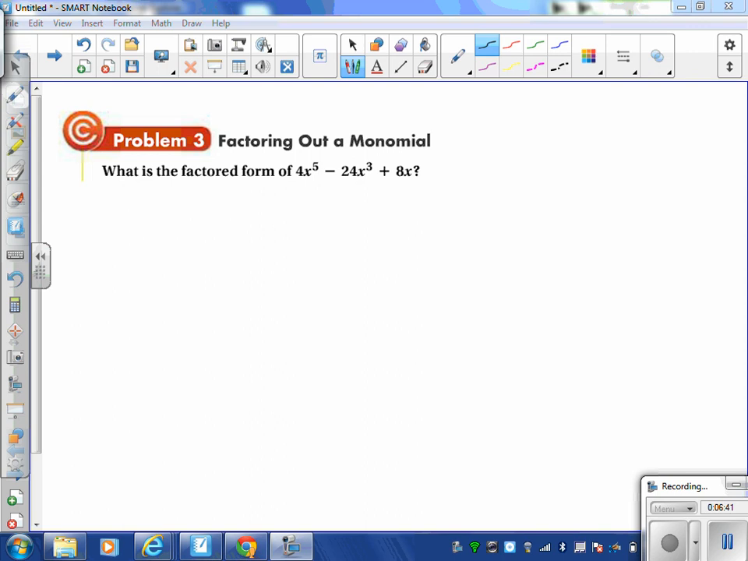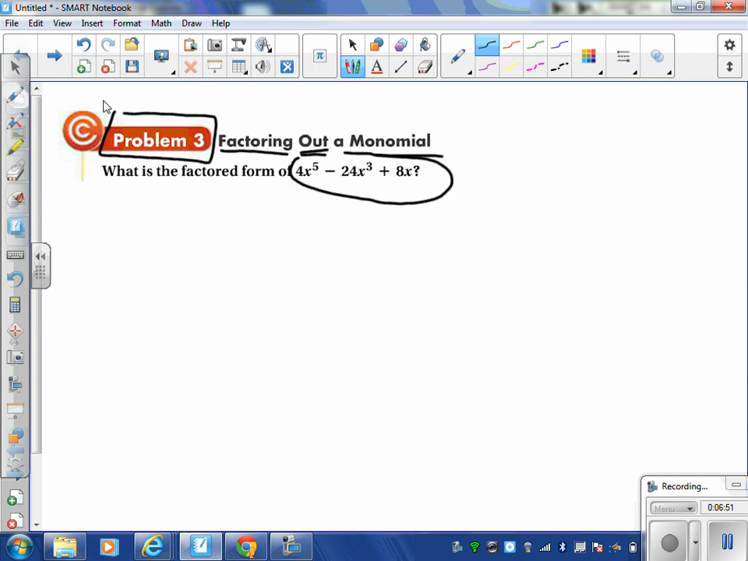Let's take a look at problem number 3. Factoring out a monomial. Given this 4x to the fifth power minus 24x to the third power plus 8x. What do I do first with that problem? Just like we did before, we want to find the greatest common factor in 4x to the fifth power. What does that actually mean?